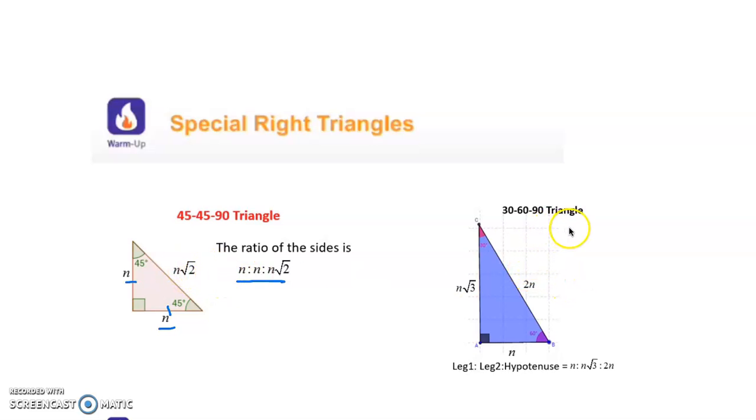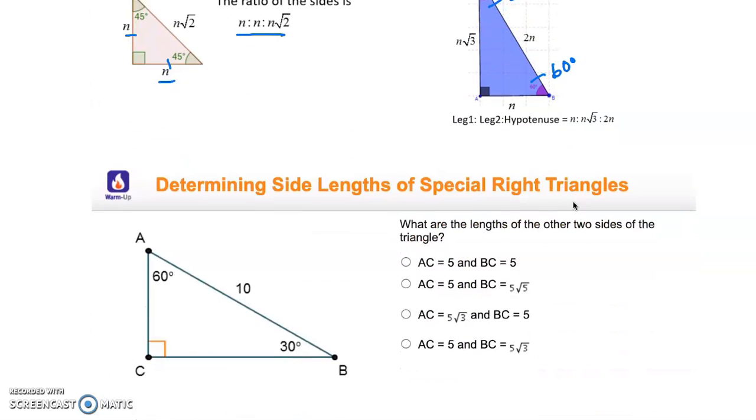The other one is the 30-60-90 triangle. This angle right here is our 30-degree angle, and this one is our 60-degree angle, and then our 90-degree angle. The shorter side, or the side opposite the 30-degree angle, whatever that length is, the longer side is that length times the square root of 3, and the hypotenuse is twice the length of the shorter leg. So I would write that in your notes and keep track of that. It will help you as you go throughout this lesson.